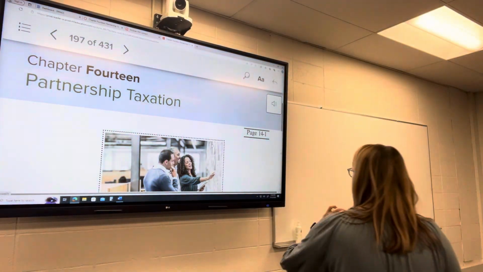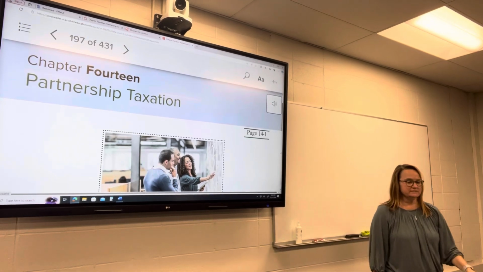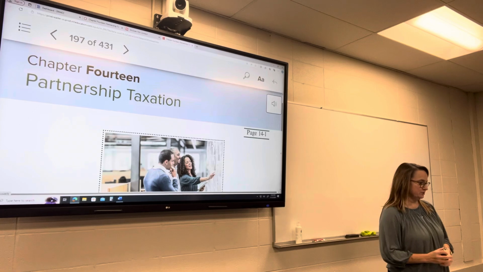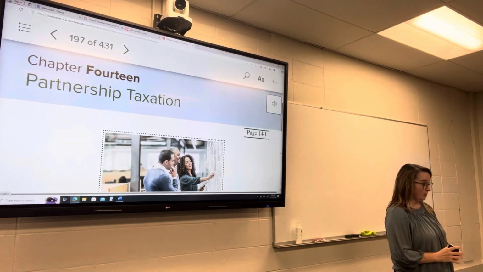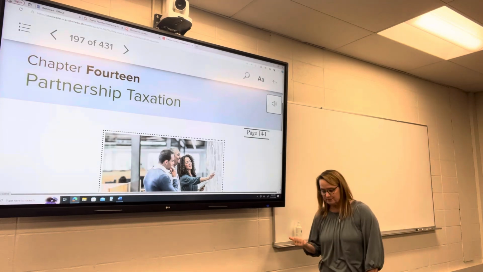So this is kind of different. We're moving away from individual taxation, giving a little taste of business taxation, partnership, and corporate taxation. So this chapter is focused on partnerships.